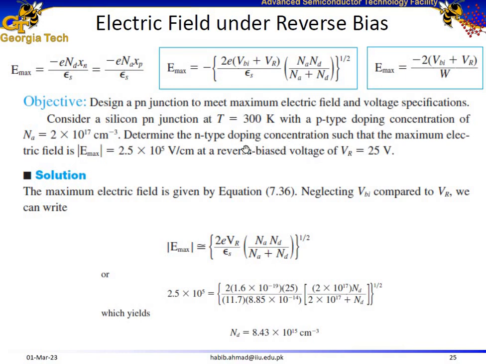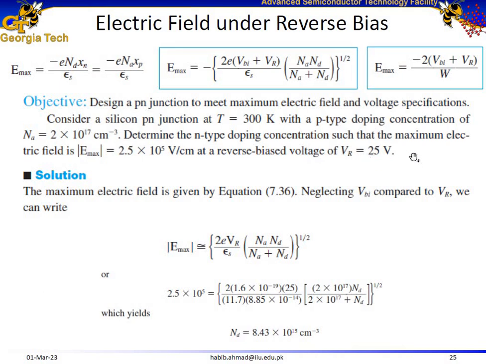Consider a PN junction, silicon at room temperature, the acceptor doping is given, and we are asked to determine the n-type doping concentration such that the maximum electric field is given at a reverse bias voltage of 25 volts. Now in this case we are going to use this equation.